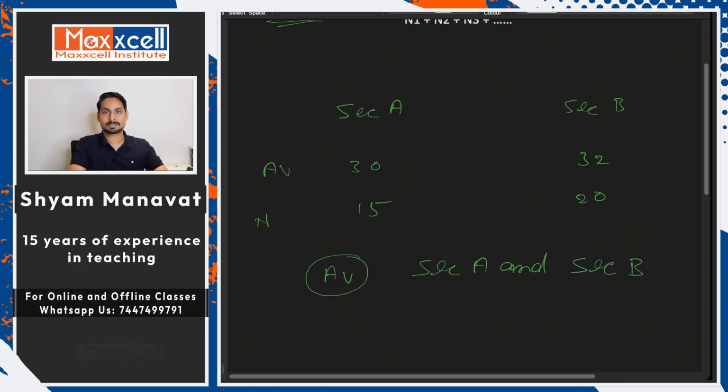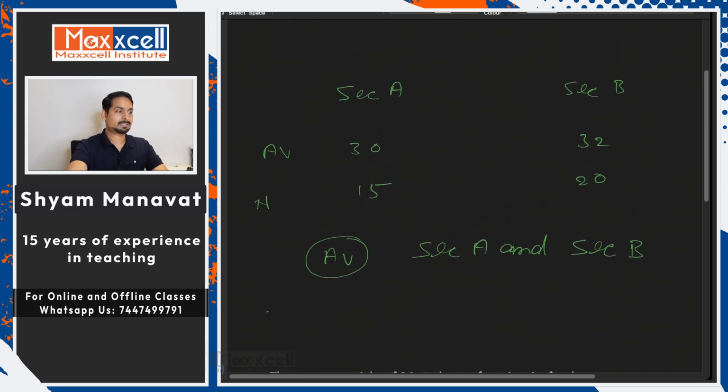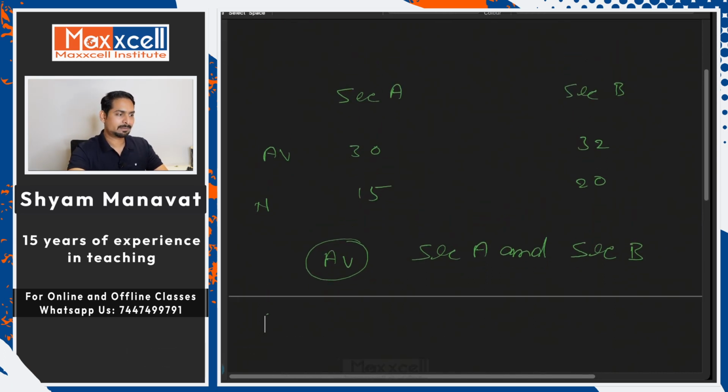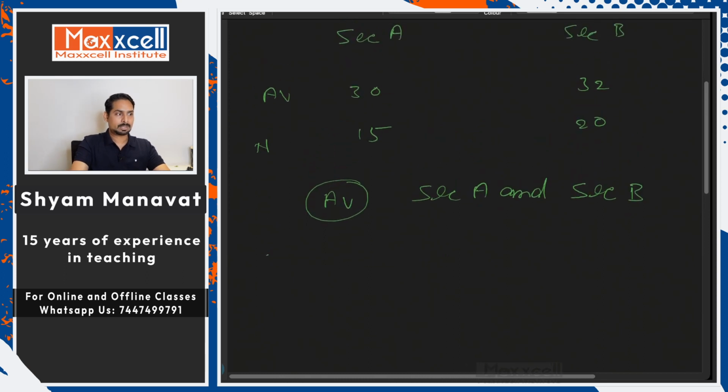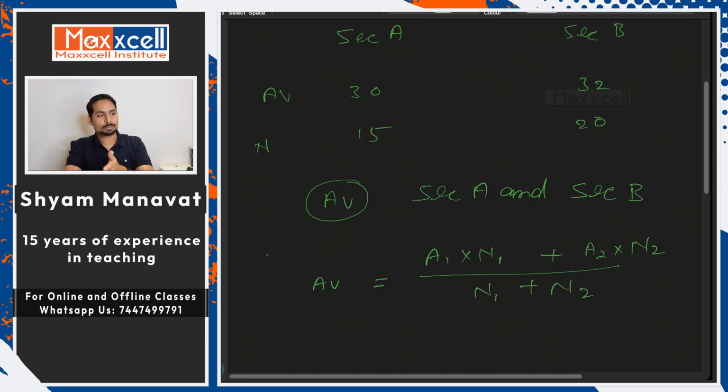Now, combined average, how will you calculate? Weighted average and combined average are one and the same thing. How do you do it? You will say, okay, the combined average or weighted average here will be the average of the first group into the number of people in the first group, plus the average of the second group multiplied by the number of people in the second group, divided by the number of people in the first group plus the number of people in the second group. And if there are more groups, then you continue the same way.